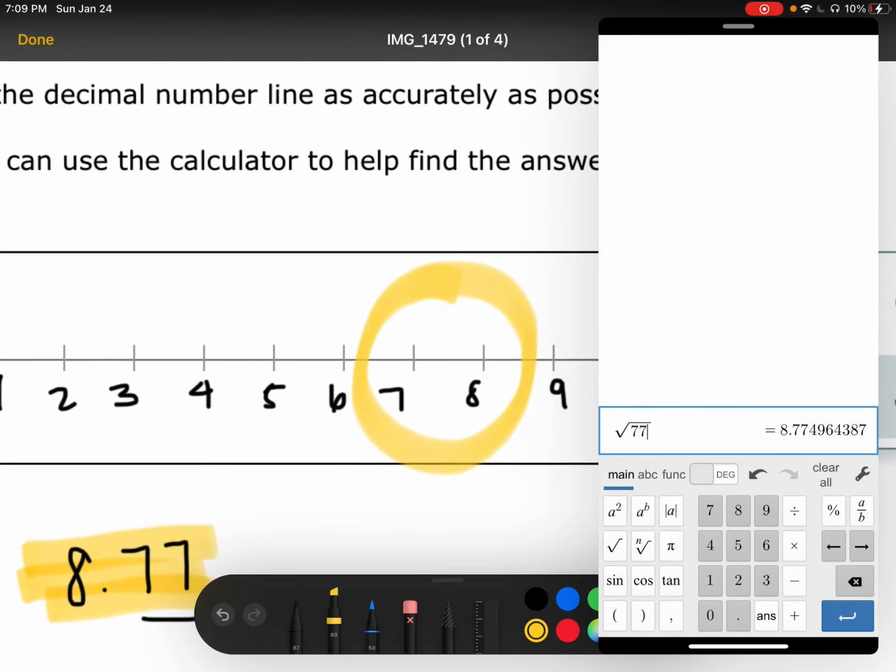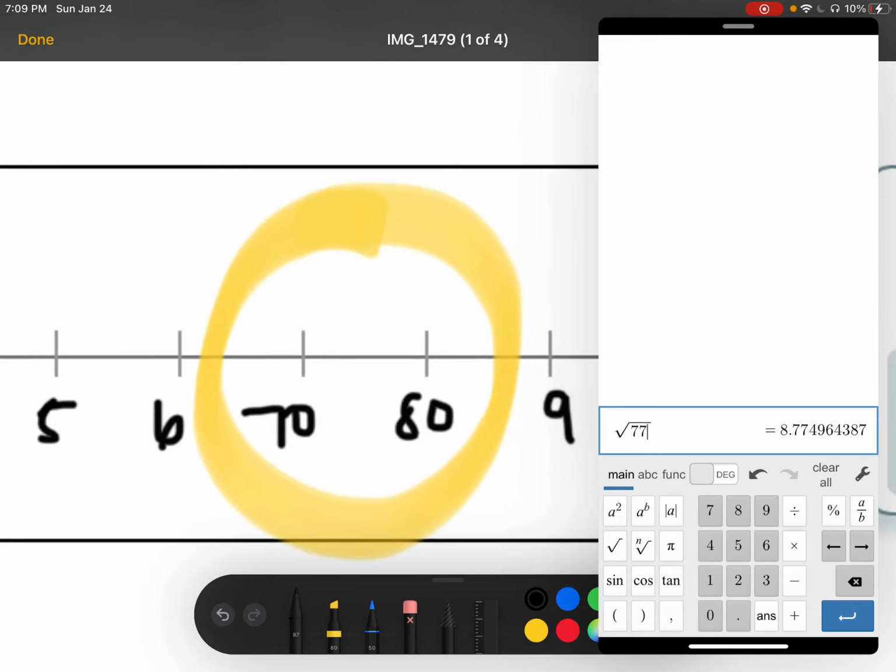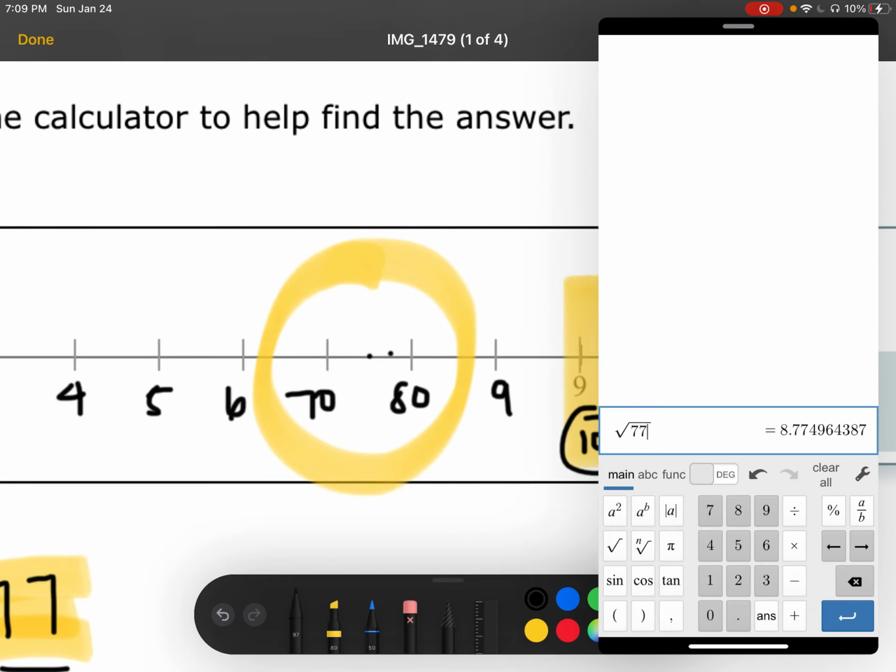8.77 is in between 7 and 8, like I said, but it is closer to the 8 because this is sort of like 70 and this is like 80. So if that was half, this would be a guesstimation of where that would be.